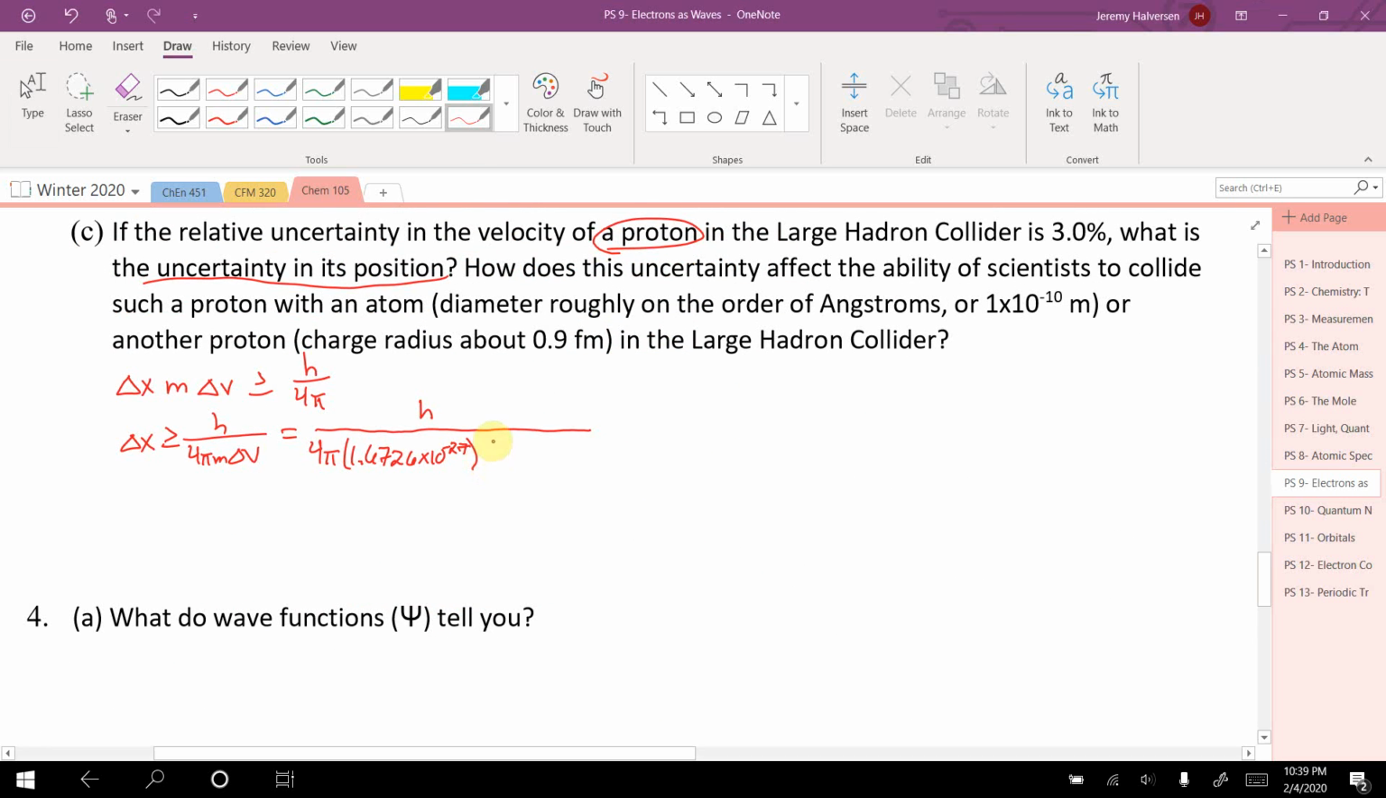Now the delta v, well, it's 3%. That means 3% of its velocity. So we need to find 3% of its velocity, so that's going to be 0.03 times 1, 2, 3, 4, 5, 7 times the speed of light. Okay, plug those guys in. h over 4 pi times 1.6726 times 10 to the negative 27 times 0.03.